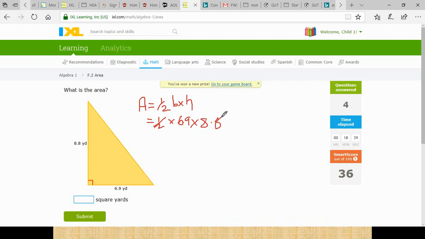So let's simplify that. So we get 6.9 times 8.8, and we're going to divide by 2 because it's a half, right? So that's what you got.